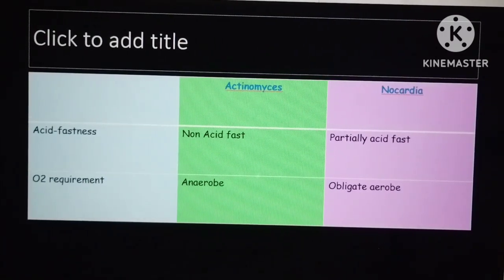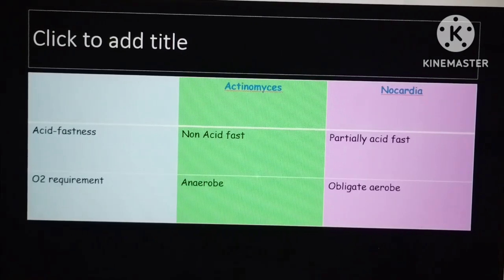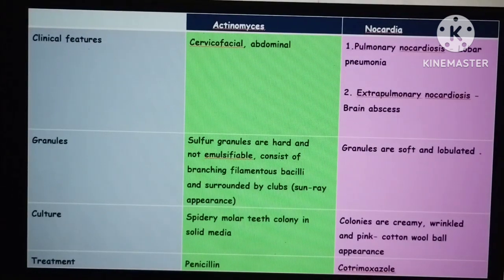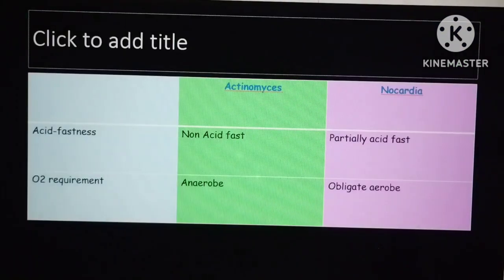This is again Actinomyces and Nocardia. These are gram-positive bacilli, but they are non-spore bearers. Here you won't remember all six points, so first, coming to acid fast, just remember one. Actinomyces is non-acid fast, and Nocardia is partially acid fast. Whereas Actinomyces is an anaerobe, Nocardia is an obligate aerobe.